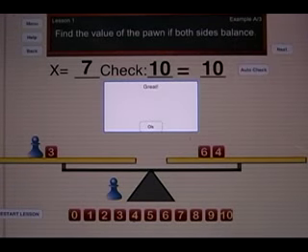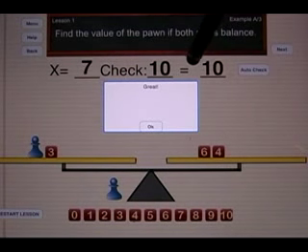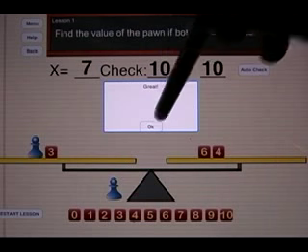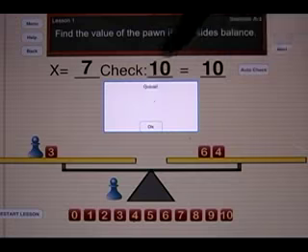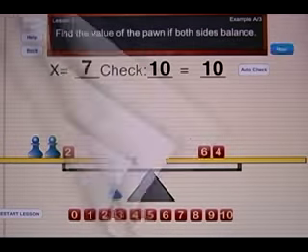I click done. And notice the question mark has disappeared. 10 is equal to 10. And I have a pop-up that says great. So I press OK. And now I go on to the next example.